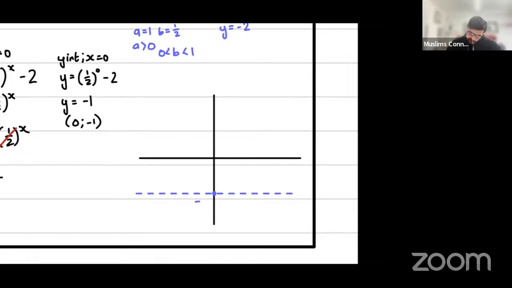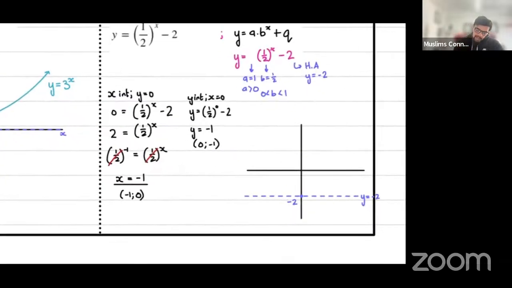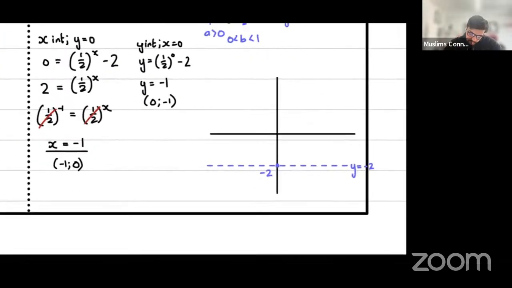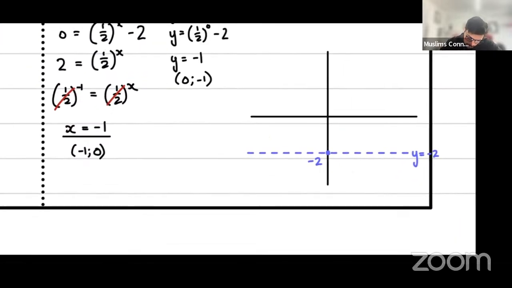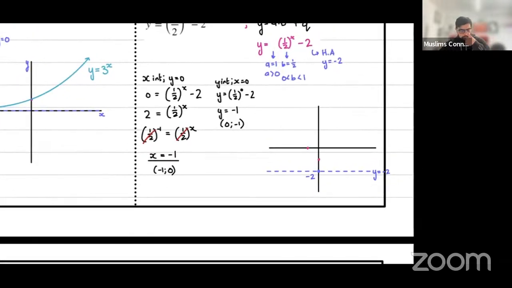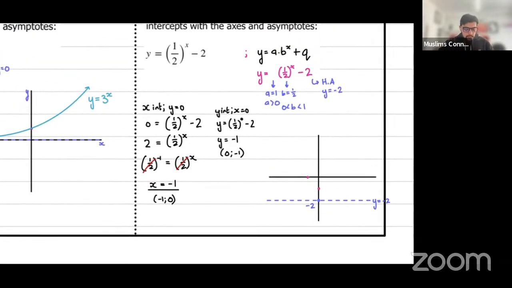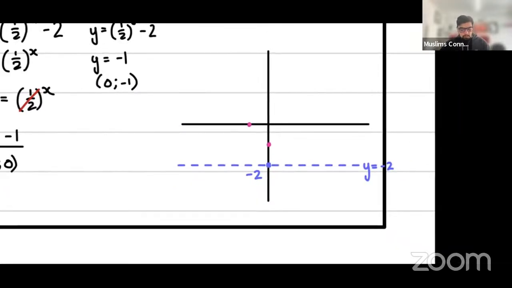-2, or we can even say y is equal to -2 as the equation. Now we have intercepts, so let's draw those. We know the graph needs to pass through (-1, 0) and (0, -1). So it needs to pass through those 2 points, right?